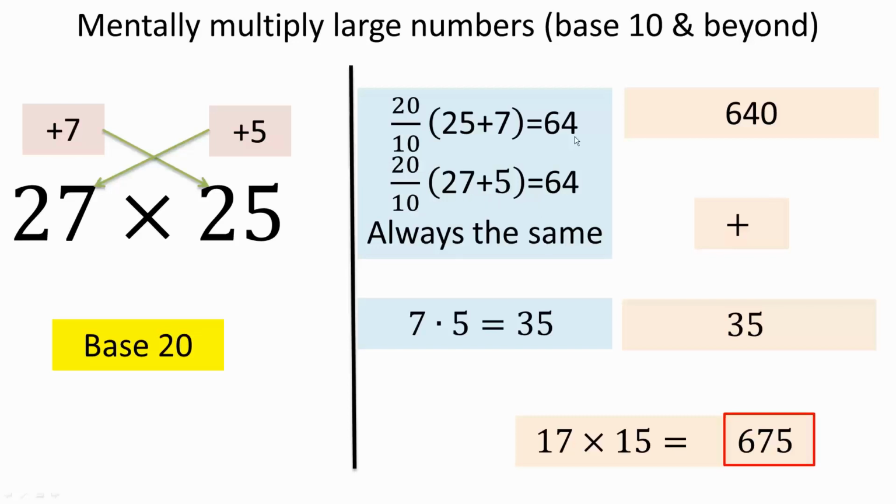Always the same. So now we say 64 times 10 is 640. Now we have 7 times 5 is going to be 35. 640 plus 35 is 675.